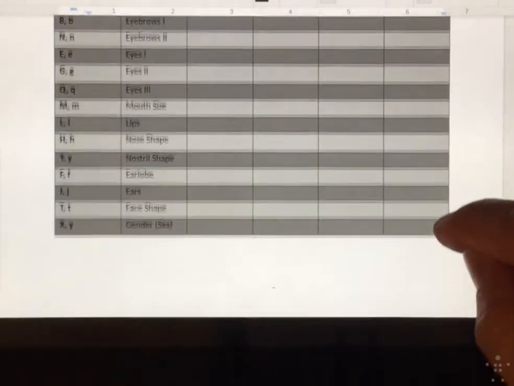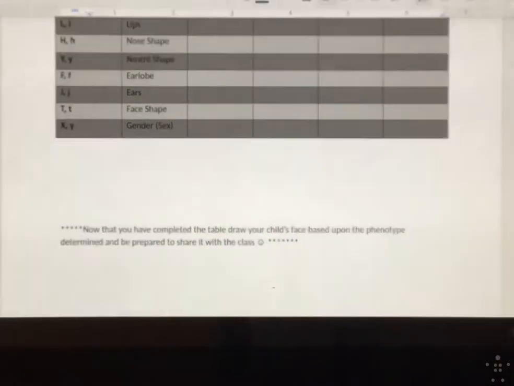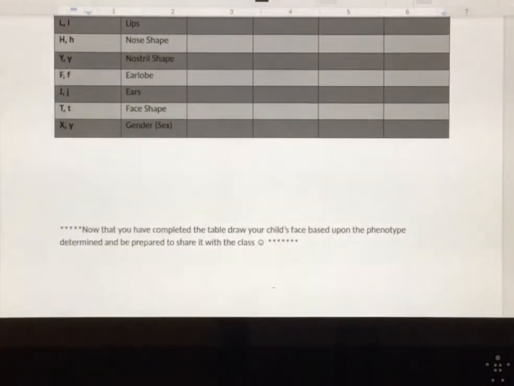So, last but not least, oh, here it is. Look at this. Now that you've completed the table, draw your child's face based upon the phenotype determined and be prepared to share it with the class. And yes, it is your child. You must love it. And yes, you must walk with it in public, acknowledge it as your child, no matter how hideous or ugly it may seem. It is your child, and you must love it.